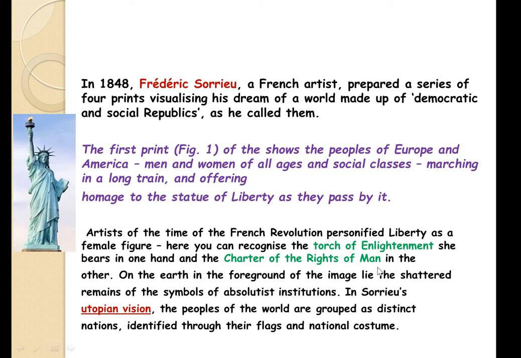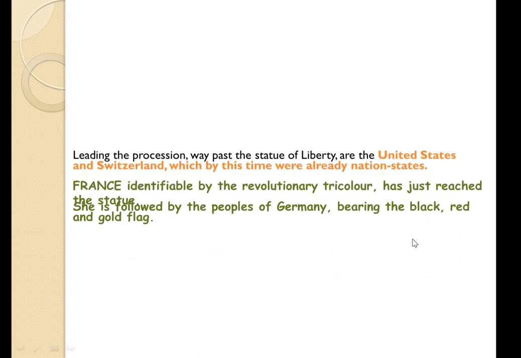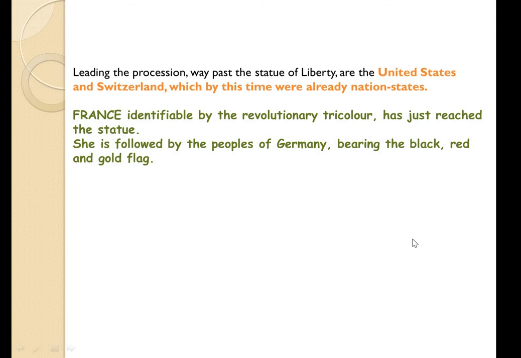They come as a train and walk towards the Statue of Liberty. Now, who is leading the procession? Please take a look at the picture given in your textbook. Leading the procession, way past the Statue of Liberty, are the United States and Switzerland. The first people leading this long train are from the United States and Switzerland, which by this time were already nation states. That is why we are referring to the United States and Switzerland.